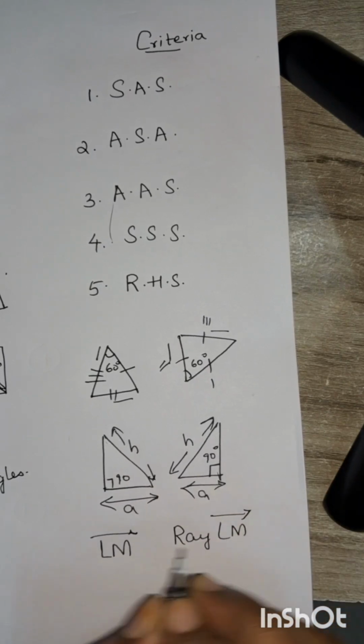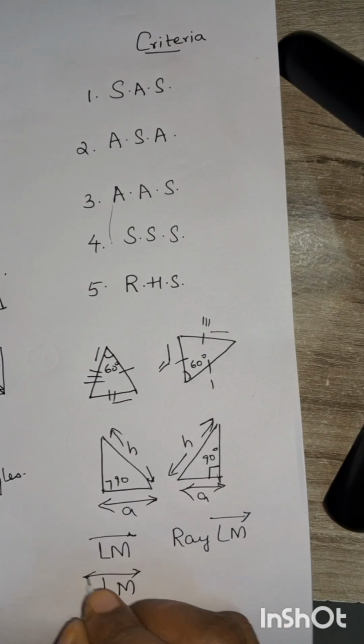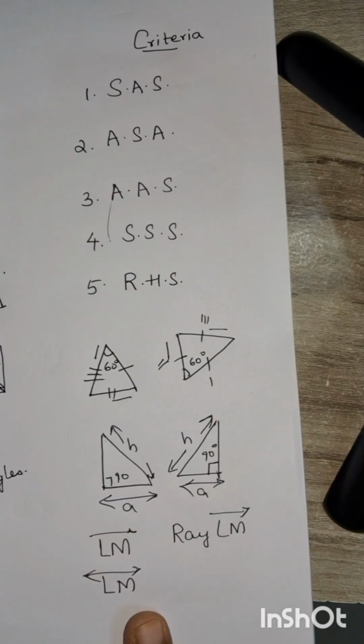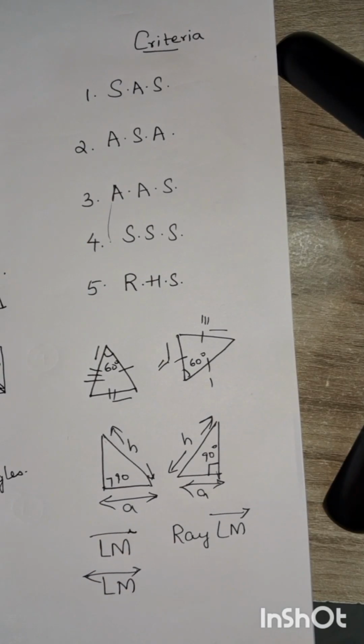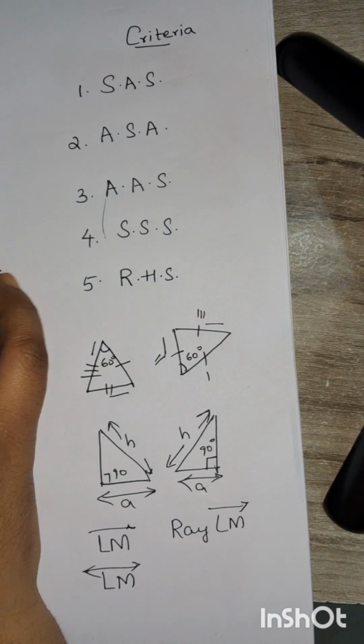Next, line segment. First, line segment, how do we represent it? With a bar. Ray, LM. LM is nothing but a line segment, so we'll give 1 arrow mark for a ray, and for a line segment we'll give 2 arrow marks. So these are nothing but the basic concepts which you need to discuss. Now let us move to the exercise questions.